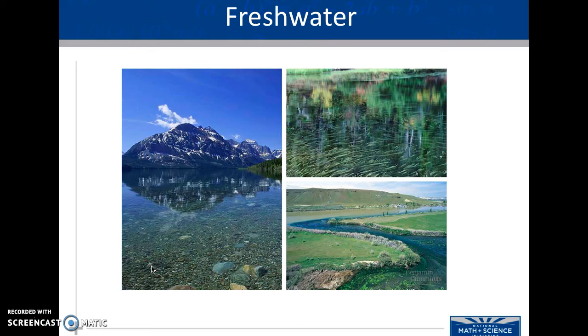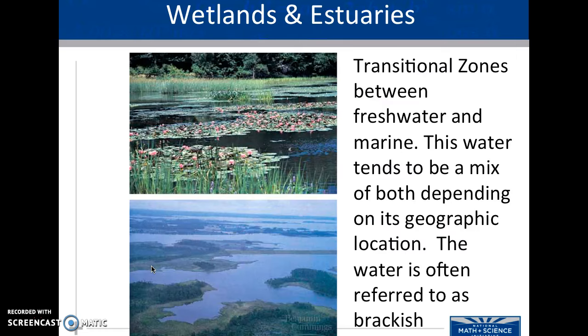Other biomes, or other terms that I would recommend you know: understanding the freshwater biomes and where they're located. So when we talk about fresh water, besides our lakes, we also have wetlands and estuaries. These are considered to be transitional zones between freshwater and marine water. They tend to be a mix depending on the geographic location. We call this water brackish water, not totally fresh water, not totally salt water. Usually these occur on the coast.